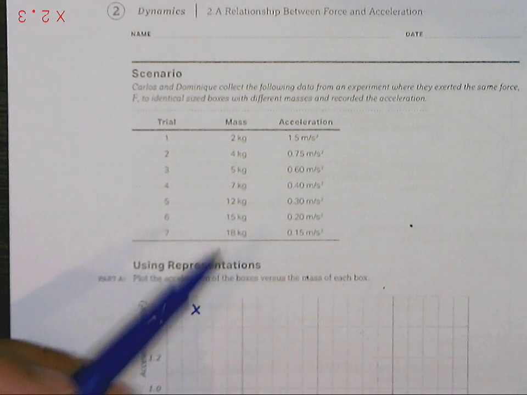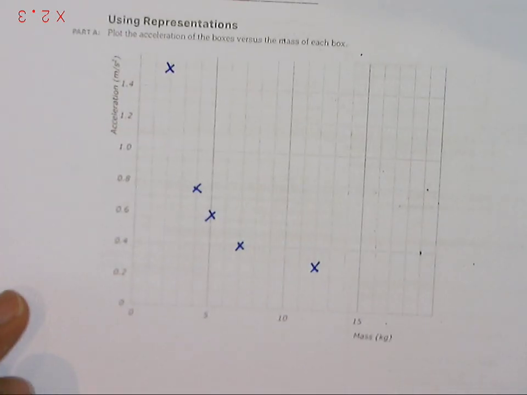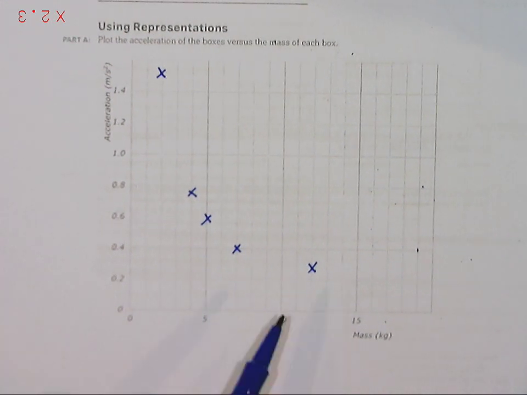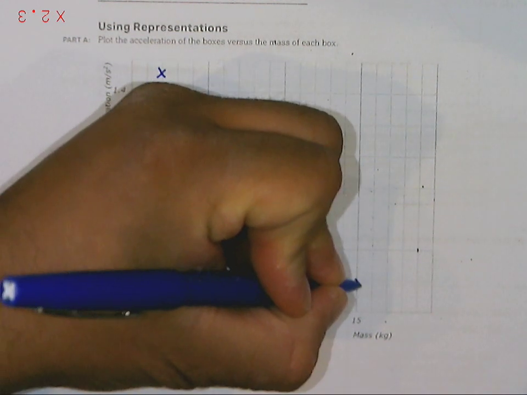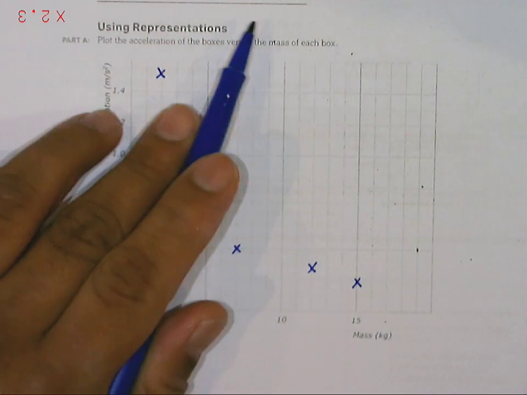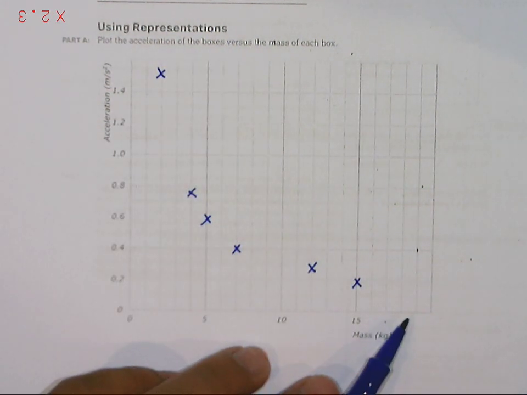Acceleration of 0.3 meters per second squared. Well, I apologize. At 15 kg, I have 0.2. And at 18 kg, I have 0.15.